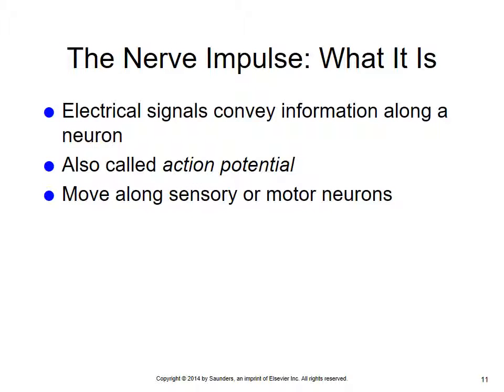So what is the nerve impulse? Electrical signals convey information along a neuron. It's also called the action potential, and the signal moves along sensory or motor neurons. A series of events cause the electrical charge inside the cell to move from its negative resting state to its positive depolarized state and back to its negative resting state again. And we'll look at that in the next slide.